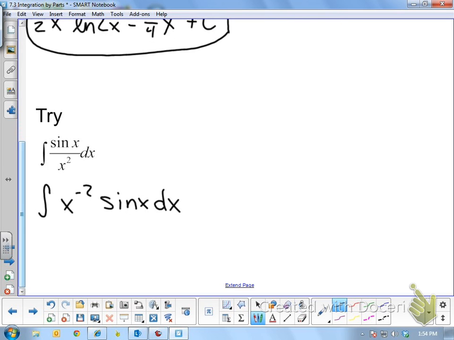We could try it really quick, but I don't think it's gonna work. So let's try it. Let's just go through it really quick. You don't even have to copy it down if you don't want to, just to explore, see if it does work or not. Derivative here would be negative 2x to the negative 3.